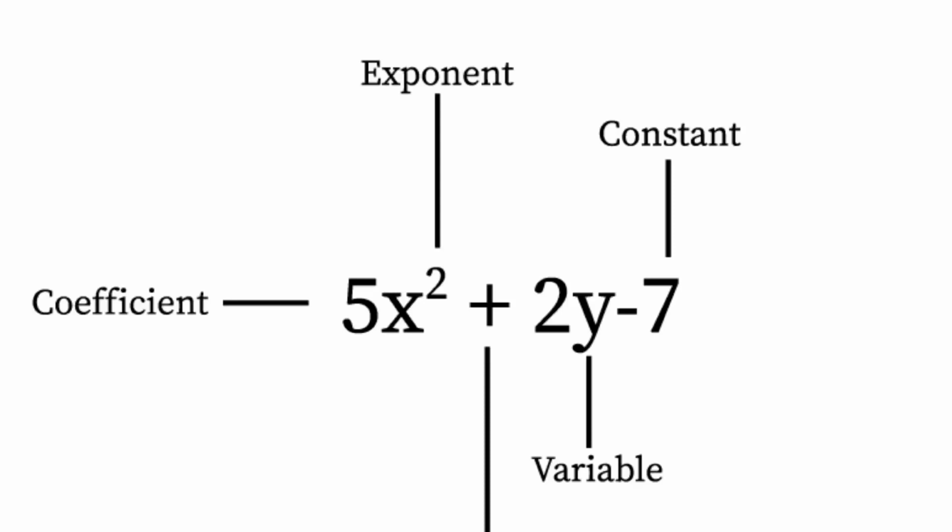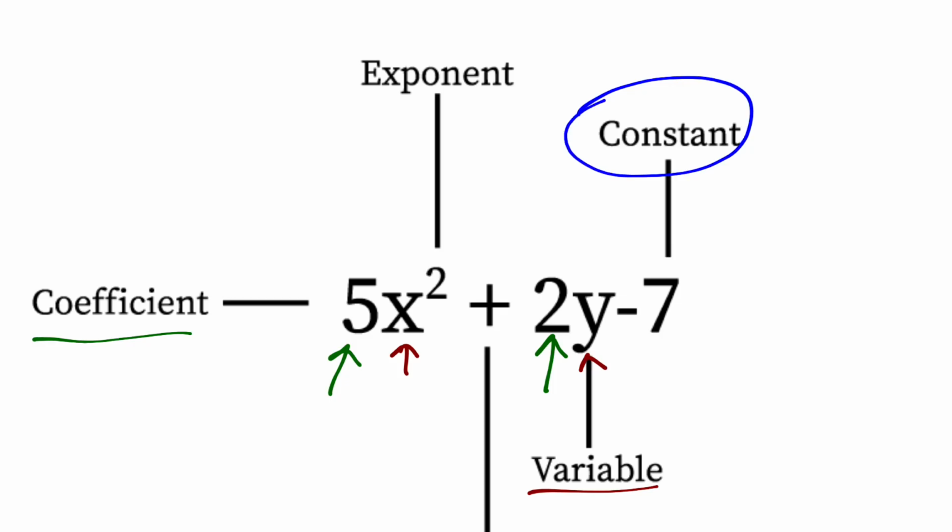Next up, for combining like terms, it helps to know some vocabulary words. X here is my variable. Y is also a variable. If they're different letters, you can't add them together. 5 is the number in front of x, same way that 2 is the number in front of y. Those are called coefficients. If there's a number all by itself, that is called a constant.